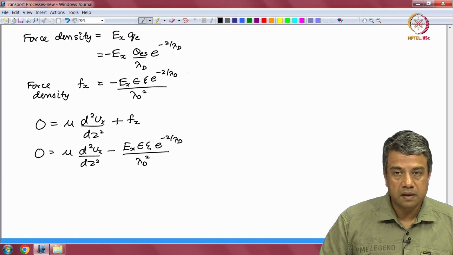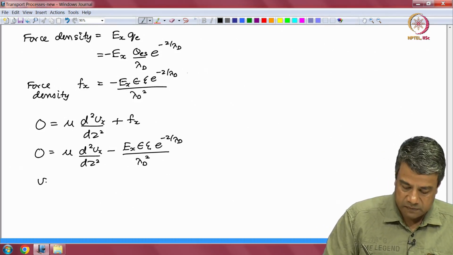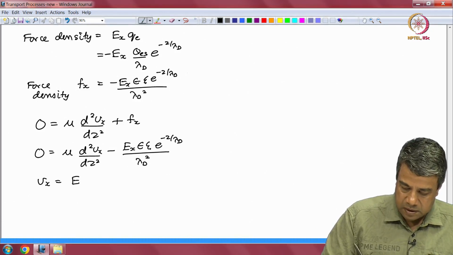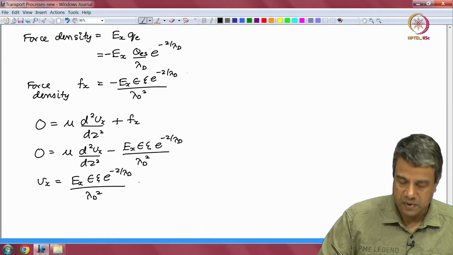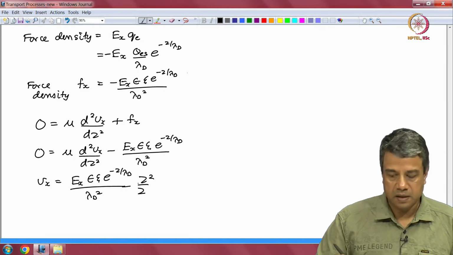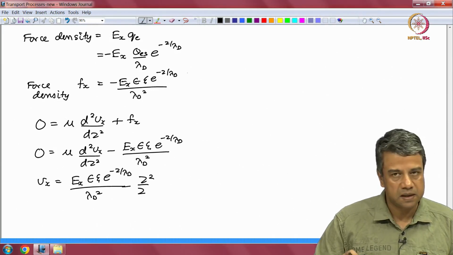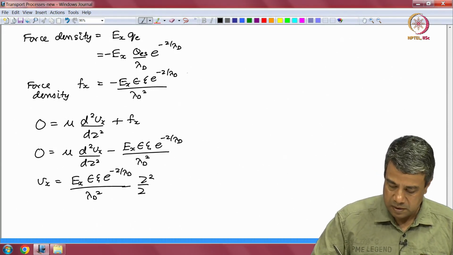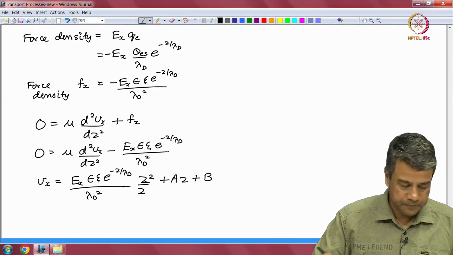I can integrate this 2 times. If you integrate this 2 times, you will get V x is equal to E x epsilon zeta e power minus z by lambda d, times z square by 2. Integrate 2 times a constant, one integral will give you z, the second integral will give you z square by 2 plus a z plus b.